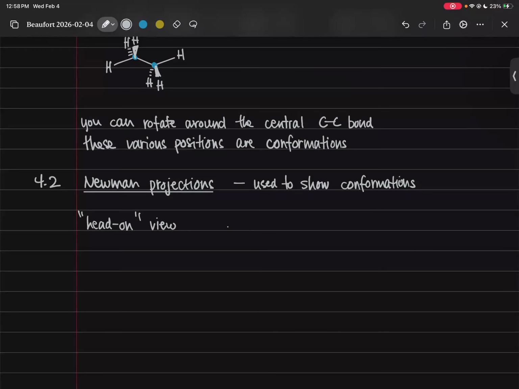So this is going to be the front carbon, okay? And the front carbon, we're looking at it directly head on, has three things attached to it. There's something else at the back, but we'll get there in a second. Three things attached to it, all in a triangle. They're actually coming toward us, but whatever. Three things attached to it in a triangle. Those are all hydrogens.